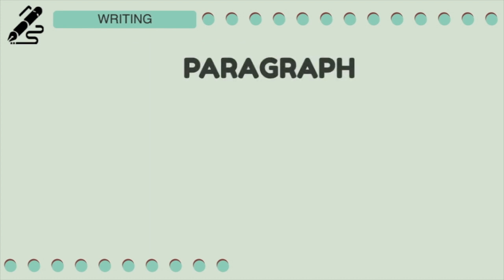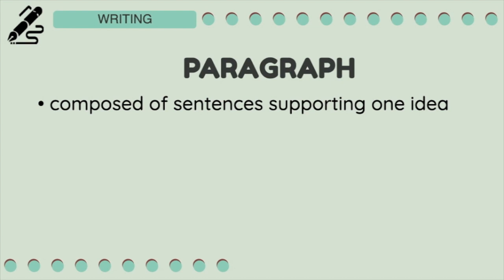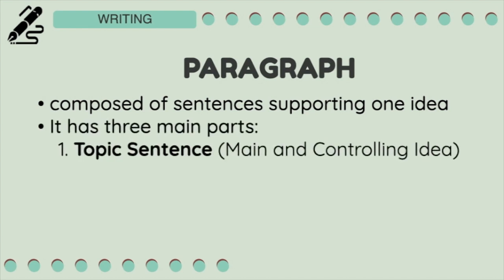Let's have a short recall about the paragraph. Paragraph is composed of sentences supporting one idea. The writer must make sure that all the components of a paragraph are cohesive and organized. It has three main parts. The topic sentence is composed of a main idea and a controlling idea. These two are necessary to lead the readers to the writer's point of view.